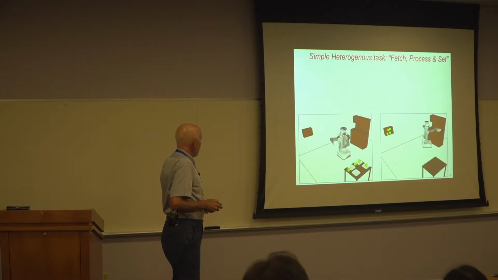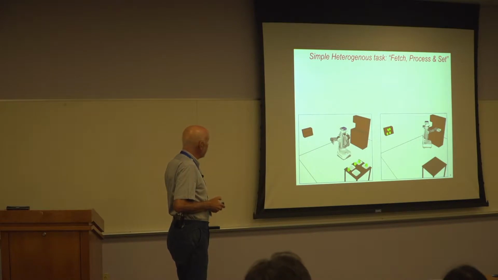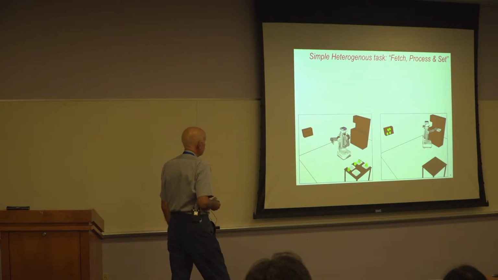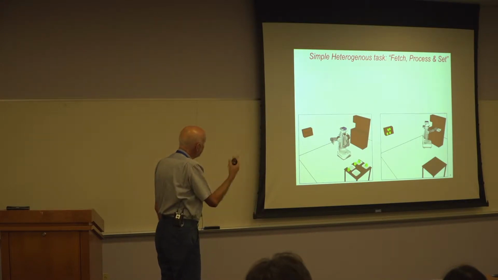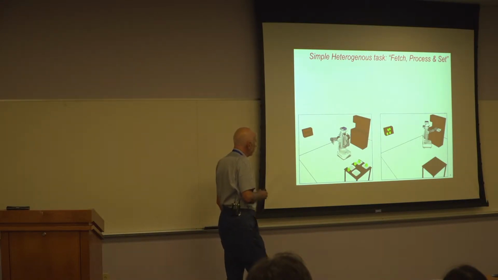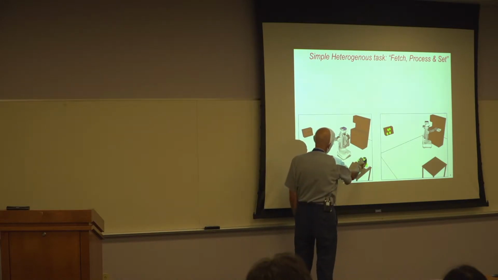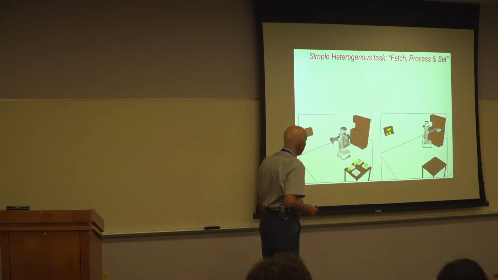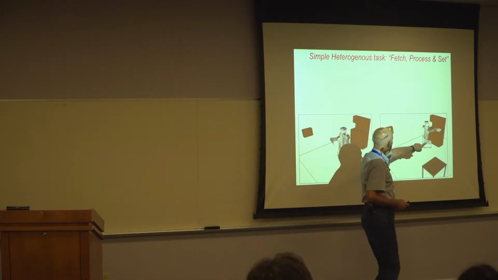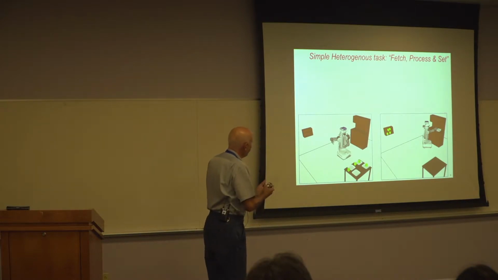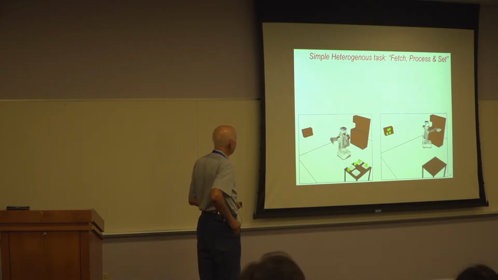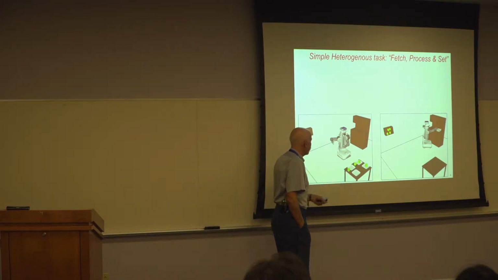So here is an example of task and motion planning which illustrates my notion of heterogeneous tasks. This is what I call the fetch, process, and set generic task, where a robot or an agent in general has to take a collection of objects, process them somewhere here, and set them. Setting means putting them in the appropriate position, or assembling them into some assembly, depending on the task, and it has to do that for a number of objects.